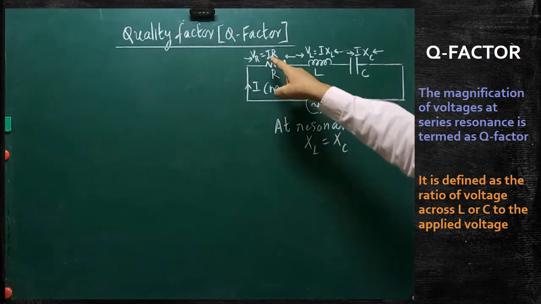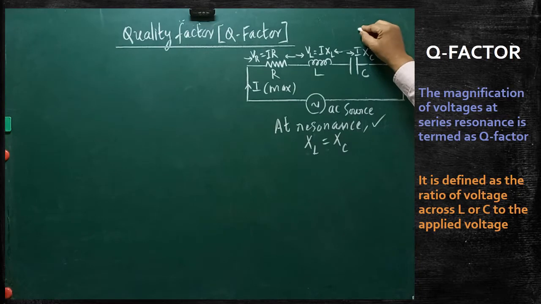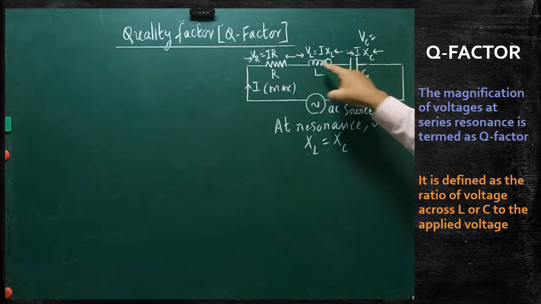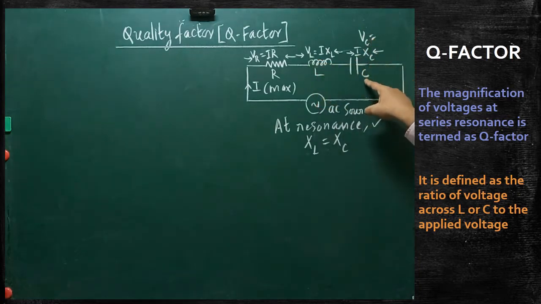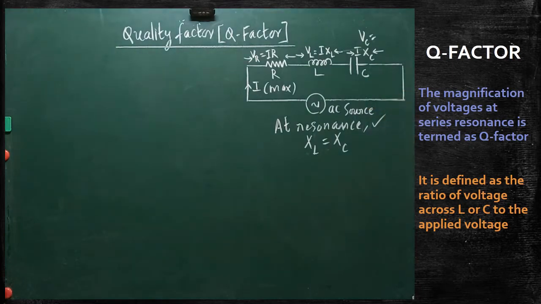When current is maximum, what will happen? The voltage across the inductor, VL, and the voltage across the capacitor, both of them will increase. So the current in the series RLC circuit becomes maximum. Because of that, due to the increase in current, the voltage across L and the voltage across C, both of them are increased. In both cases, the voltage value is increased.